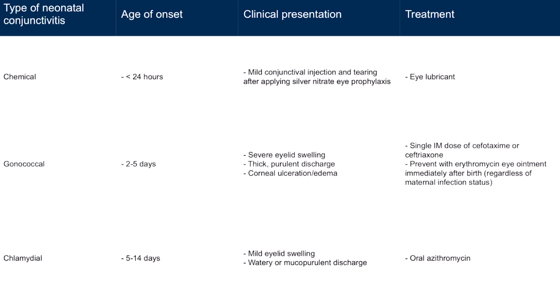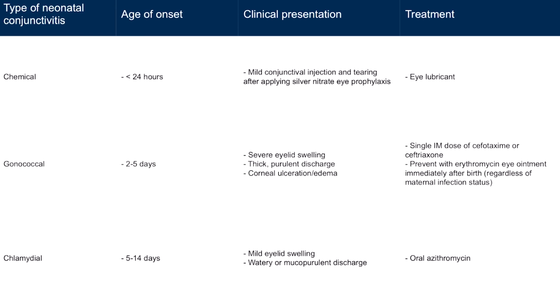Silver nitrate was once believed to prevent chlamydial conjunctivitis. In reality, it does not prevent chlamydial conjunctivitis but can cause chemical conjunctivitis. This is why silver nitrate is no longer used. Treatment for silver nitrate-induced chemical conjunctivitis is the eye lubricant.